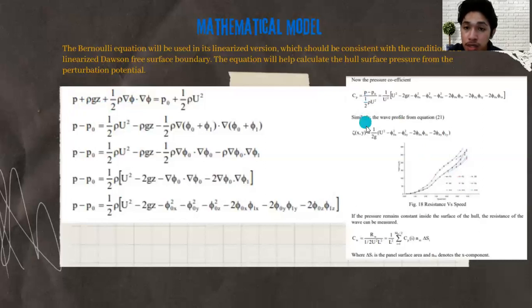This is similarly the wave profile from the equation. And after that, we will gain the graph of resistance versus speed. If the pressure remains constant inside the surface of the hull, the resistance of the wave can be measured, where delta S is the panel surface area and n x denotes the x component.